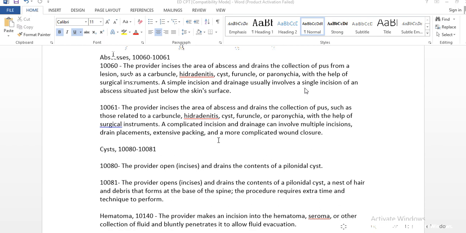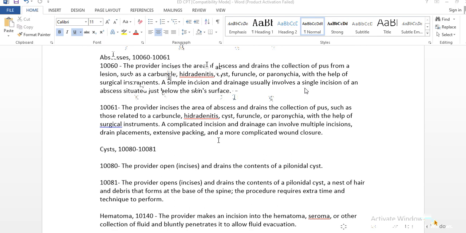Here we have one guideline for excision of pilonidal cyst: see 11770 to 11772. So in this 10180 we are not excising the pilonidal cyst. So CPT is guiding us that for excision of pilonidal cyst we need to see 11770 to 11772. So what happens in 10180? The provider opens and drains the contents of the pilonidal cyst.